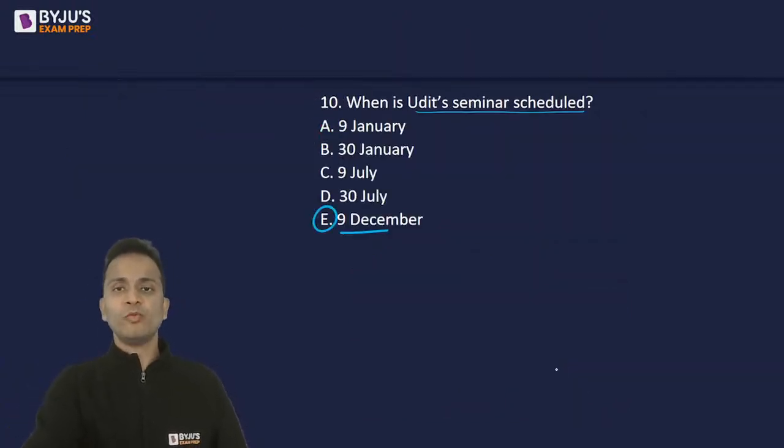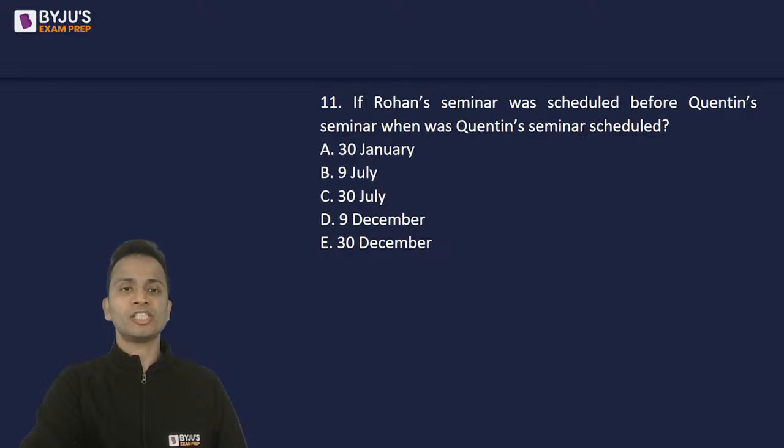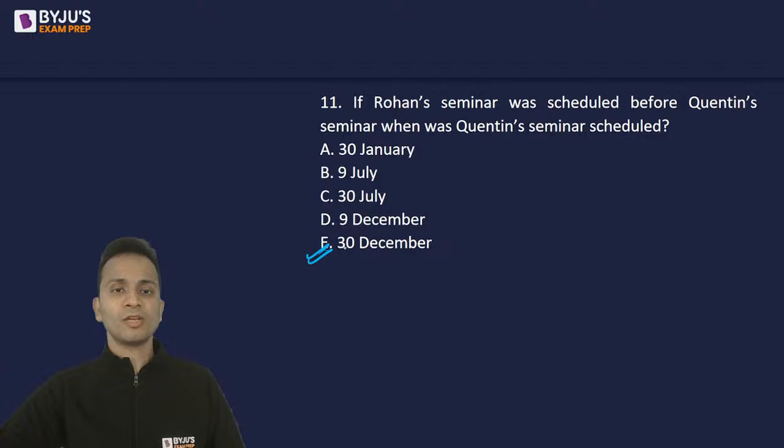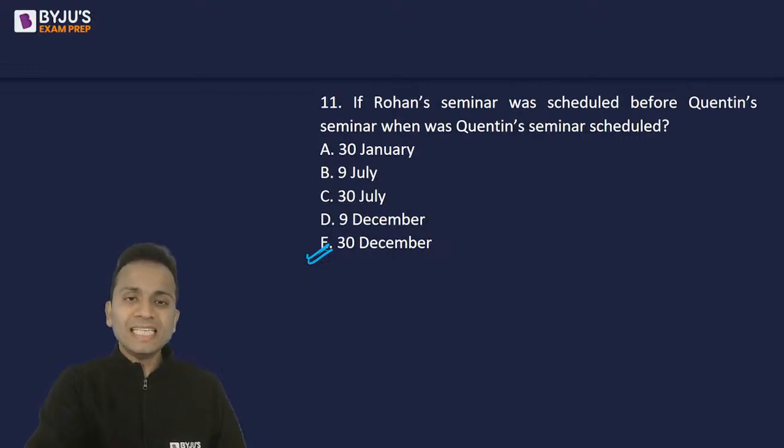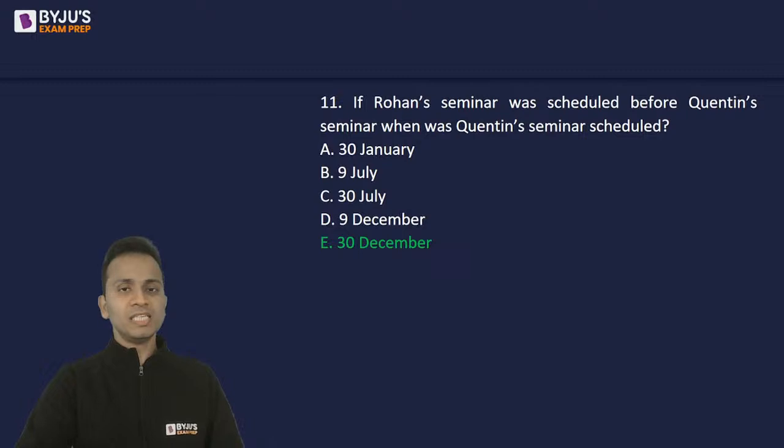So they're asking when is Quinton's seminar scheduled? So it is 30th of December. Okay, right? It is 30th of December. The correct answer should be option E, not option B or any other option. Option E should be the correct one. So for question number 11, option E is definitely correct.